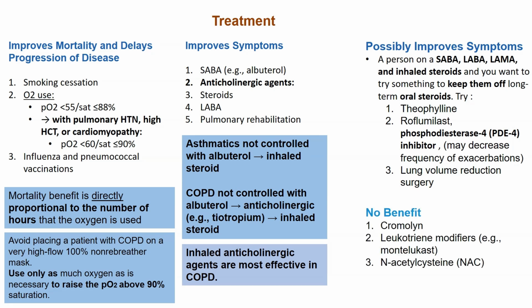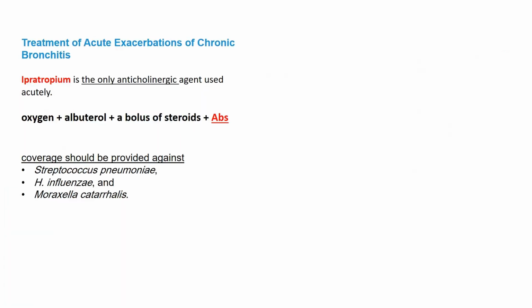Unlike in asthma treatment, cromolyn here is not useful. Also, leukotriene modifiers are not useful, but you can use them in asthmatic patients. N-acetylcysteine is also not useful in the treatment of COPD.